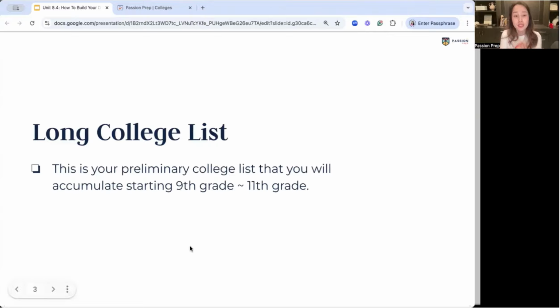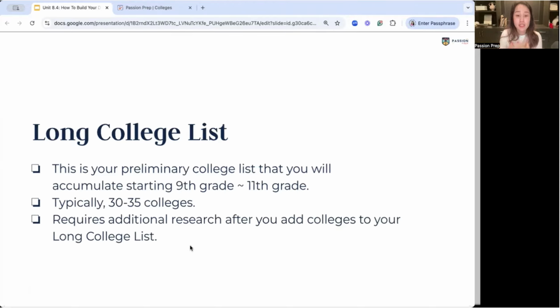There are two types. This is your preliminary college list that you will accumulate starting ninth grade all the way until about the first semester of your 11th grade. Your first semester of 11th grade ends sometime around December or January, depending on what kind of school you go to. Up until then, you're going to work with the long college list. Typically, the long list has about 30 to 35 colleges. I've seen students have even up to 40, but that's truly case by case. So around 30 to 35.